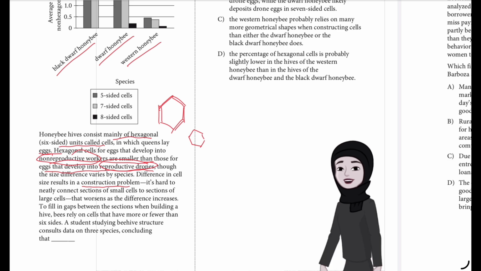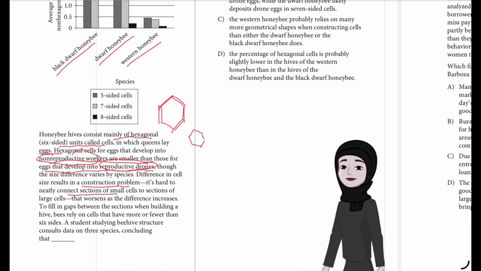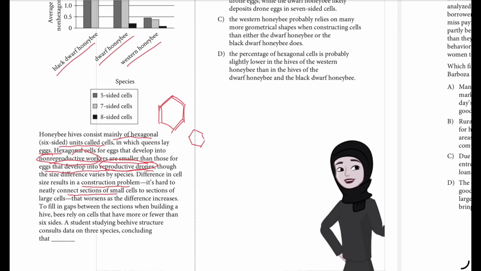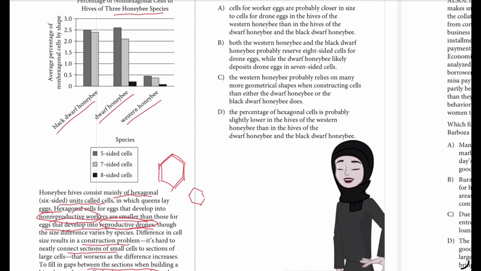So it's hard to neatly connect sections of small cells to sections of large cells, and that worsens as the difference increases. So what they've done, to fill in gaps between the sections when building a hive, these bees rely on maybe more or fewer than 6 sides to fill in the gaps. So the student is studying the beehive structure and consults data on 3 species, and what does he conclude?